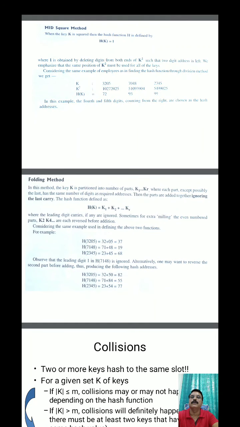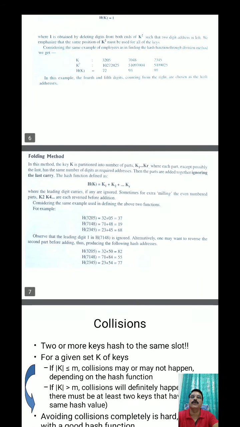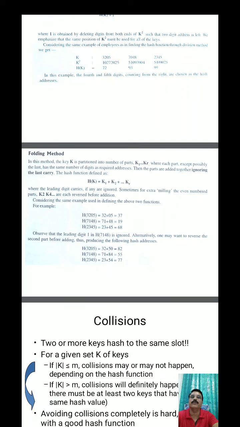folding method. In this method, the key k is partitioned into a number of parts k1 to kr, where each part except possibly the last has the same number of digits as the required address. Then the parts are added together, ignoring the last carry. The hash function is defined as h of k equal to k1 plus k2 and so on up to kr, where the leading digit carries, if any, are ignored. Sometimes, for extra mixing, the even numbered parts k2, k4, etc. are reversed before addition.